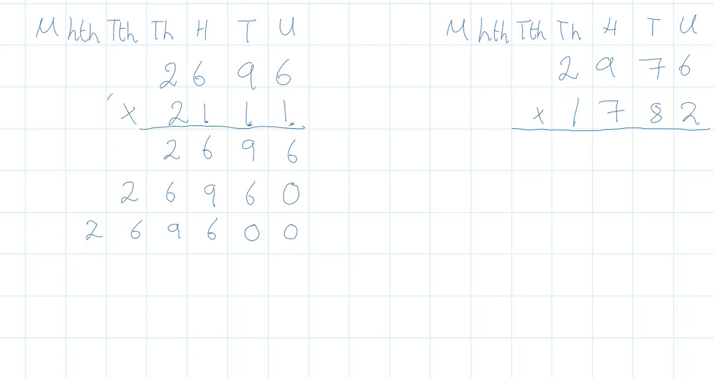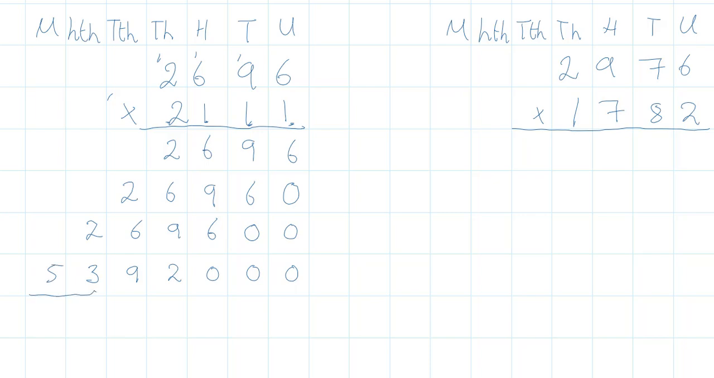Now I'm moving on to the 2,000s. In order to multiply by 2,000, I have to put in 3 zeros this time. So 2,000 times 6, that gives me 12,000. So I put in my 2, carry my 1. 2 nines are 18, plus 1 is 19. Put down my 9 and carry my 1. 2 sixes are 12, plus 1 is 13. Put down my 3 and carry my 1. And 2 twos are 4, plus 1 is 5.